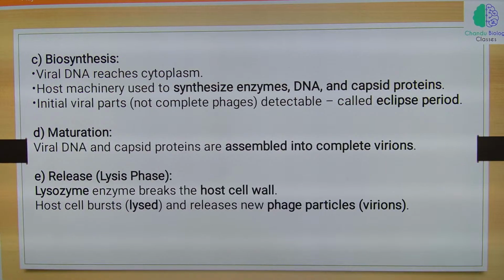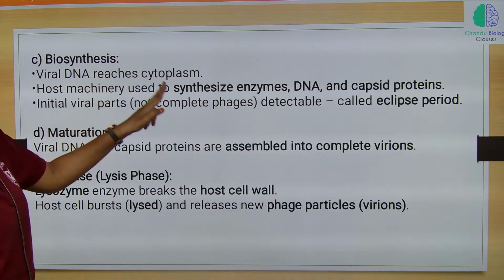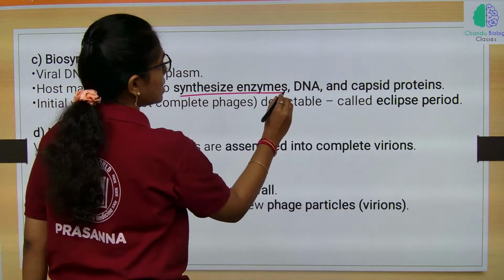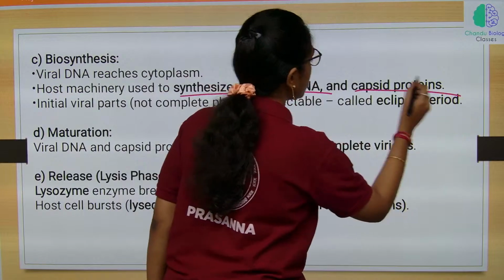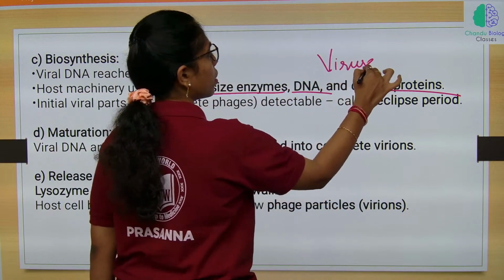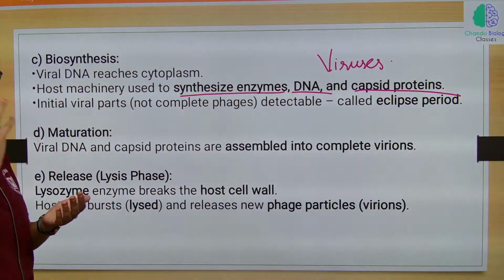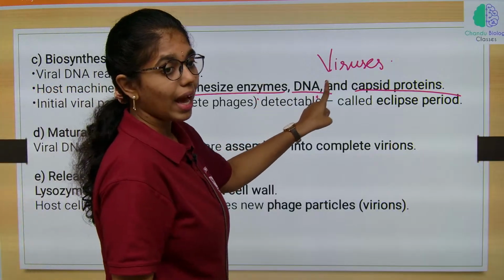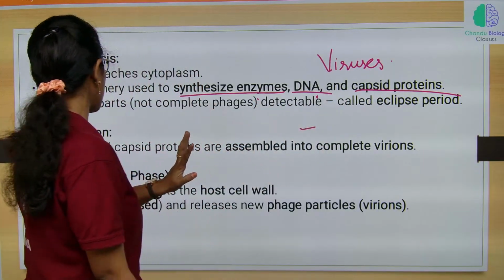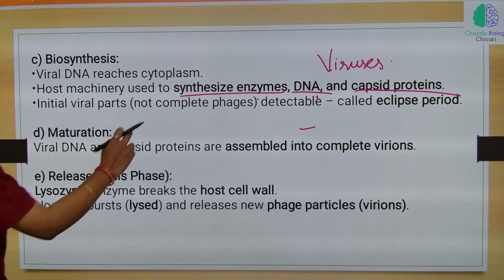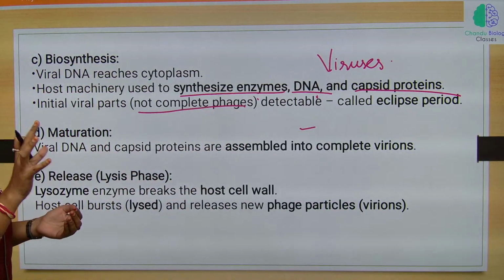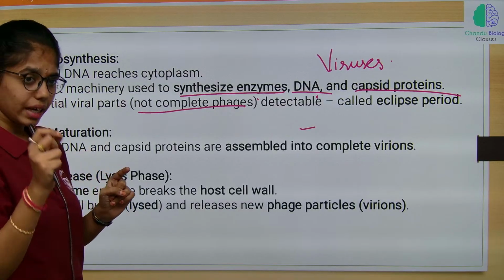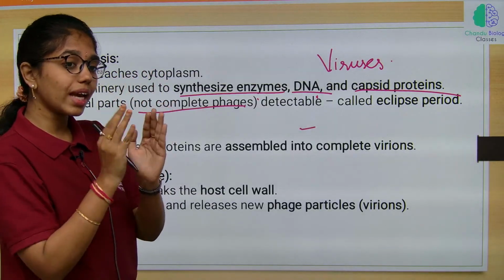Third step is biosynthesis. Viral DNA reaches the cytoplasm. The host machinery is used to synthesize what? Enzymes, DNA and capsid proteins for viruses. Utilizing the host cellular machinery, enzymes, DNA and capsid proteins for viruses are synthesized. These initial viral parts are not complete phages and are not detectable. The capsid is formed, DNA is formed, but they are not together at one place.